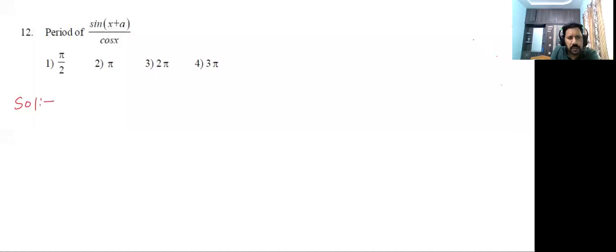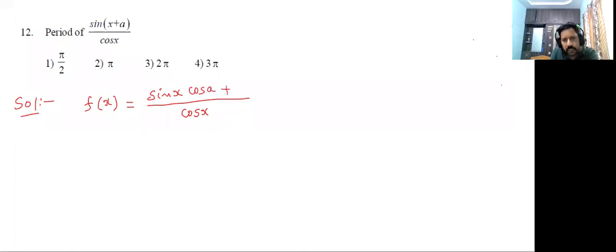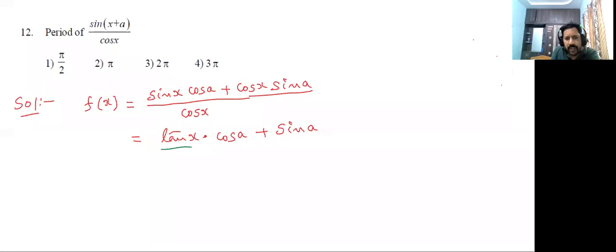So period of this. Take that f of x, that is equal to, denominator is cos x. Numerator, observe that it is in the form of sin of a plus b. What is the formula? Sin a cos b plus cos a sin b. This is the sin of a plus b formula. Now split that. Sin x by cos x, tan x into cos a plus cos x by cos x is cancelled, remaining only sin a. Here observe that only tan x is the function, cos a and sin a are constants.